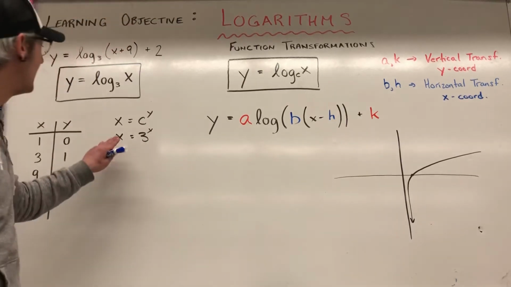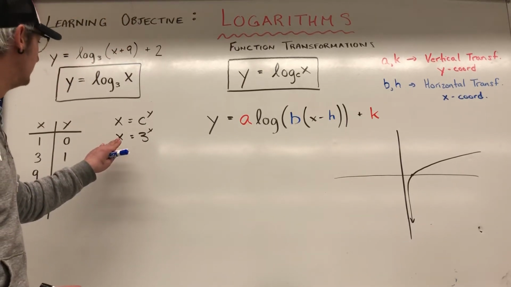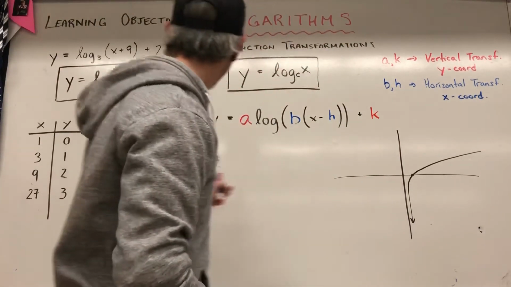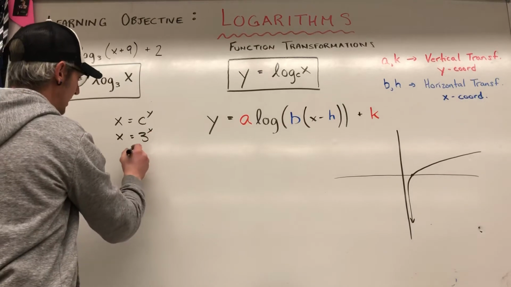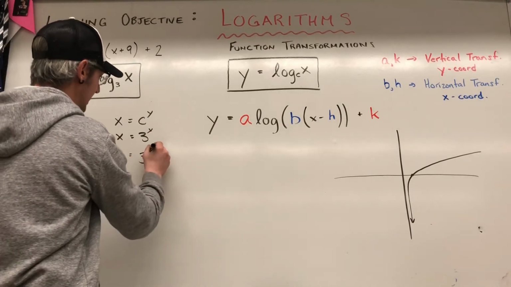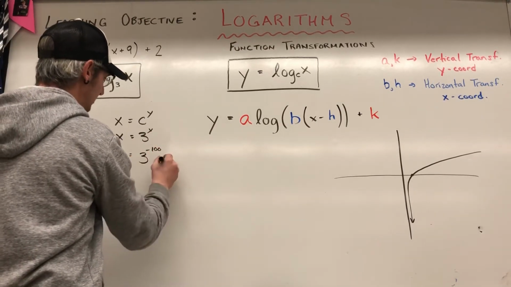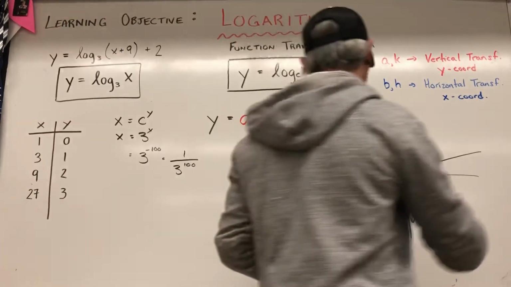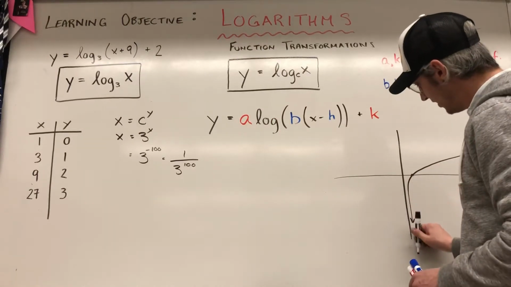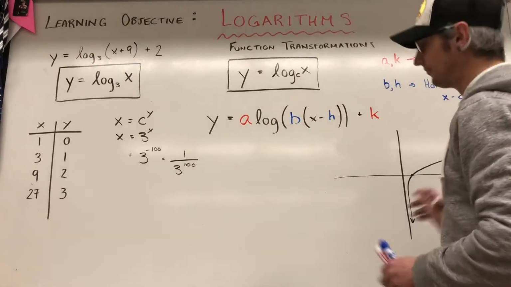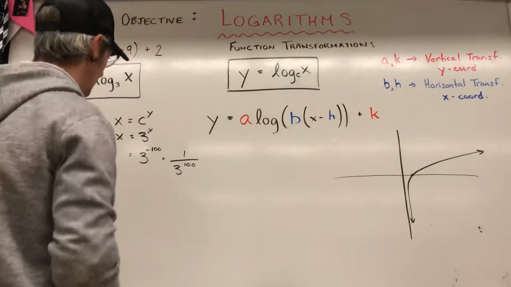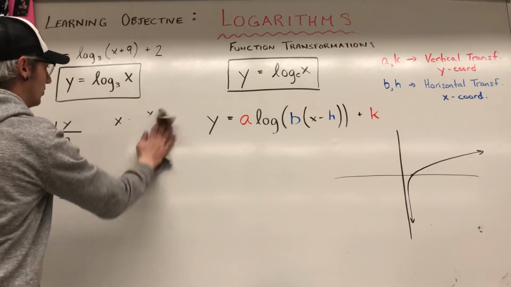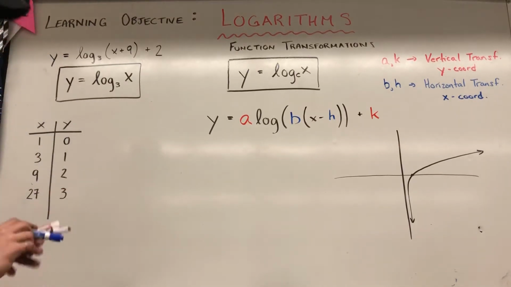And what we know is that we are actually never going to cross into negative x because it doesn't matter what y is, even if y was negative 100, 3 to the power of negative 100 would just be equal to 1 over 3 to the 100. It approaches x is equal to 0 without ever touching it. That's how logarithms work. So we have our original function. Now we can start doing our manipulations.